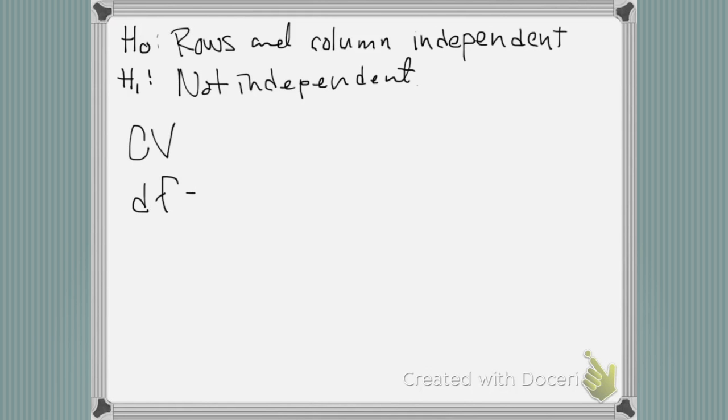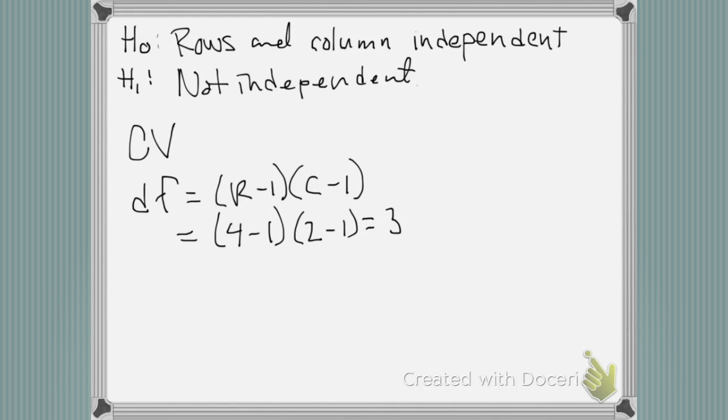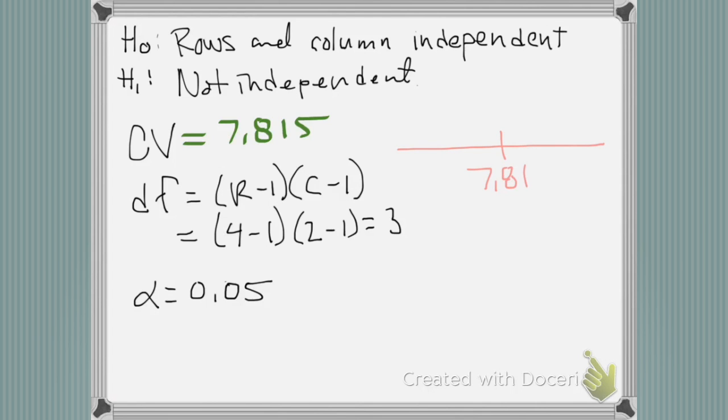Our critical value, we're going to need to find that using a chi-square chart. Our degrees of freedom was row minus 1 times column minus 1. We had 4 rows and 2 columns, making our degrees of freedom 3. Then we chose an alpha level of 0.05 because Gus was comfortable with that, and Gus looked it up, so that's on him. On our chi-square, right side, test stat, degrees of freedom 3, alpha 0.05, our critical value turned out to be 7.815.